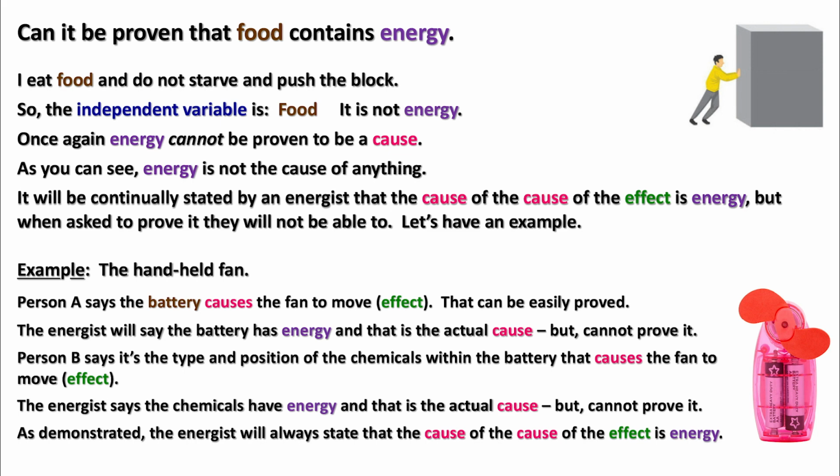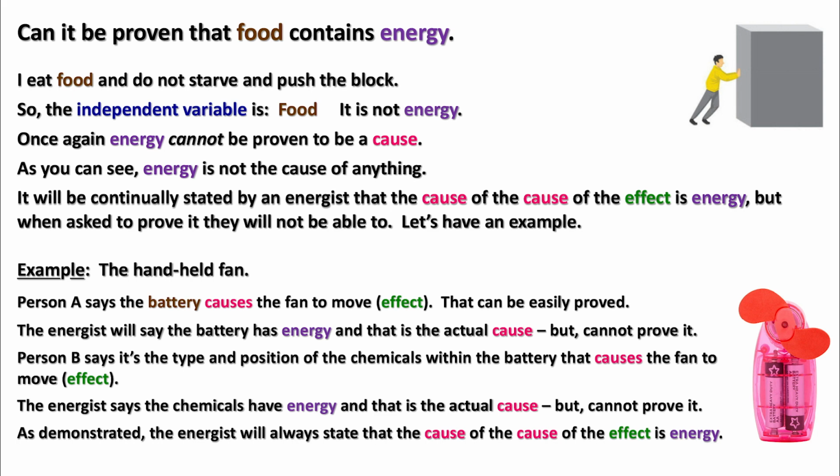I eat food and do not starve and push the block. So the independent variable is food. It is not energy. Once again, energy cannot be proven to be a cause. As you can see, energy is not the cause of anything. It will be continually stated by an energist that the cause of the effect is energy, but when asked to prove it, they will not be able to.